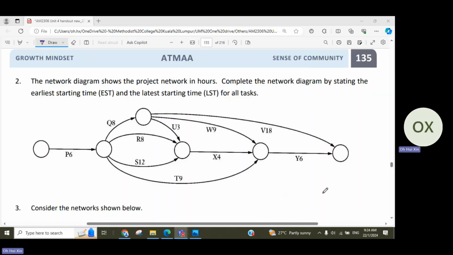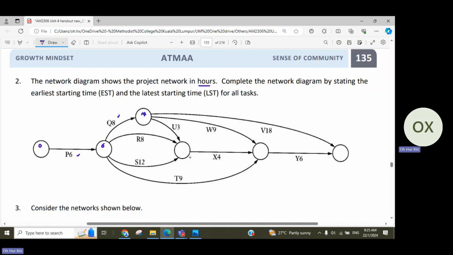All right, I hope you have tried. So let's discuss. Okay, so this is a project network in hours. Okay, so EST is exactly the same thing that we have done. So I'll go through it a bit faster. Okay, so we have 0 here. So let's say we need 6 hours to complete P, which means the earliest time that we can start these 4 activities, Q, R, S, T, is going to be 6 hours into the project. So continue with 8 hours to complete Q. So that's why the earliest time that we can start V, W, and U would be 14 hours.